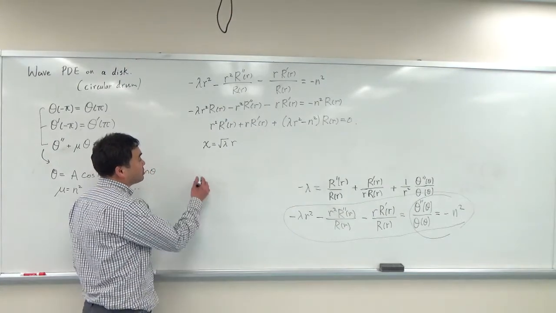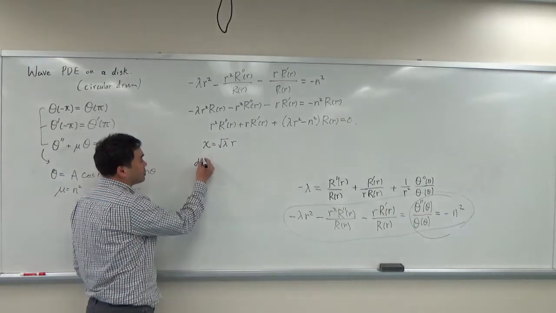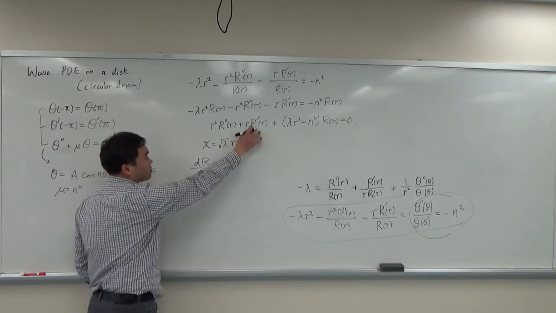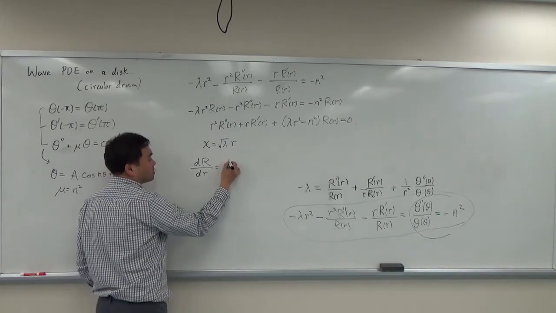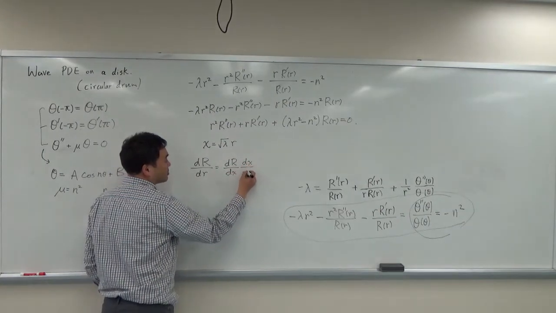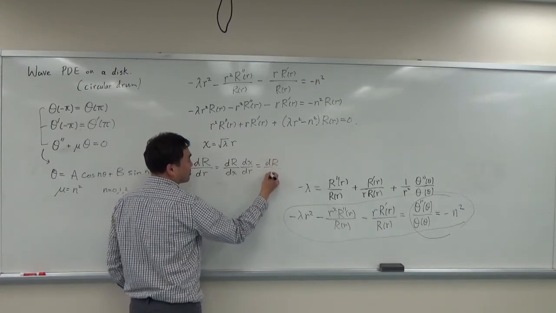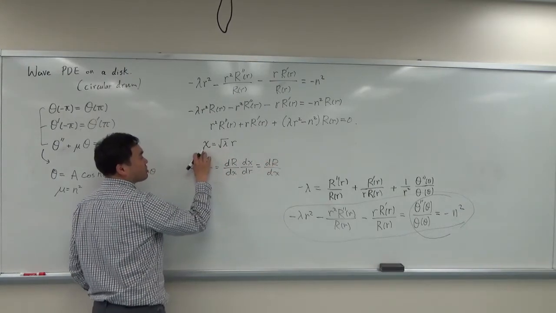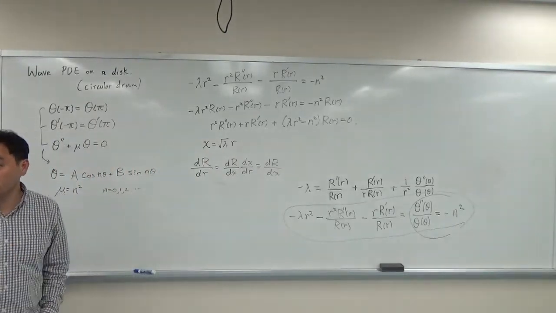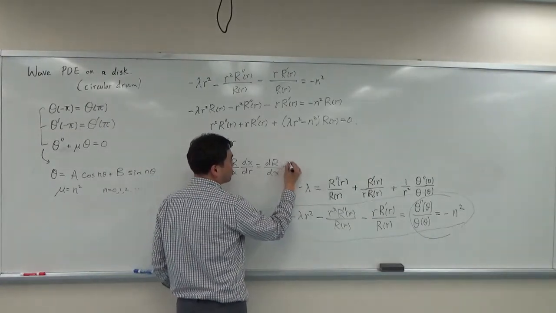So if that's the thing that we use, what does that mean? Well, that means let's see, d/dr, which is this one, right, is equal to dx/dr times d/dx. What's the derivative of x with respect to r? Square root of lambda, right? Times square root of lambda.